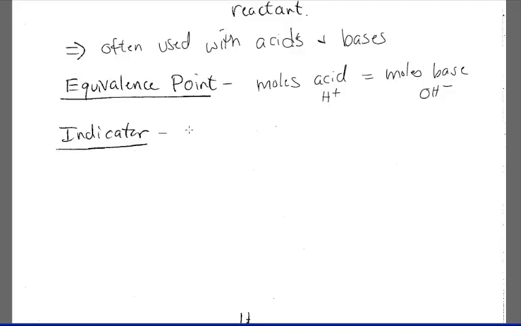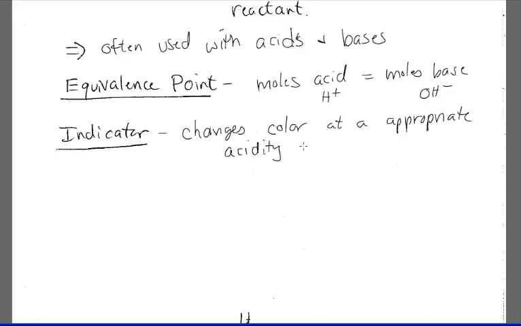An indicator is simply something that changes color at an appropriate acidity level. So we can tell we've gotten close to our equivalence point because the color changes. One common indicator is phenolphthalein, which turns pink when it's basic.